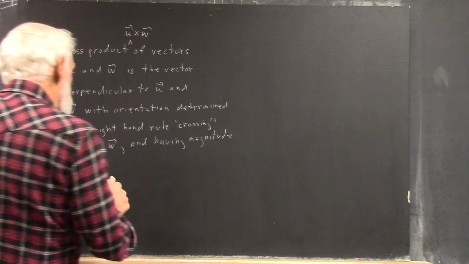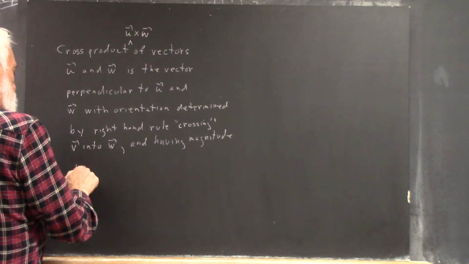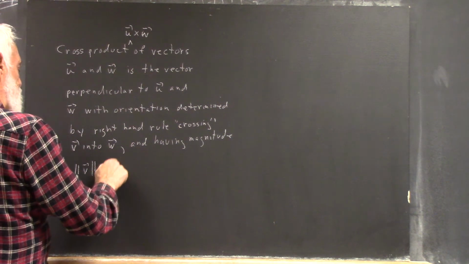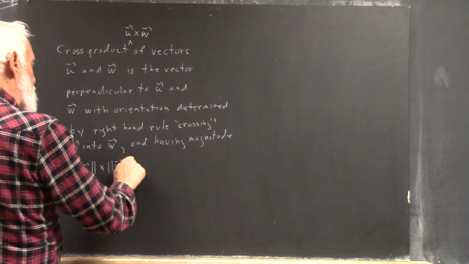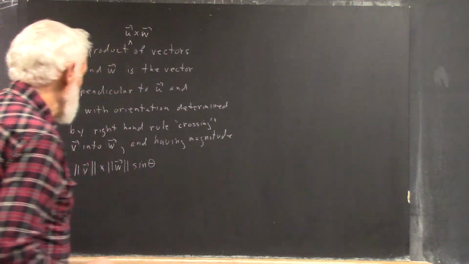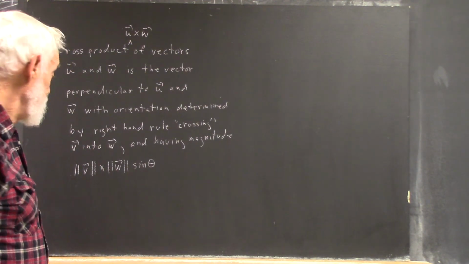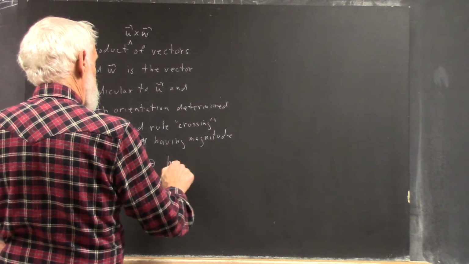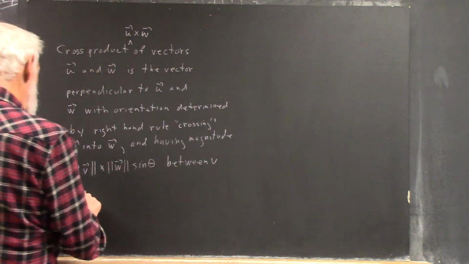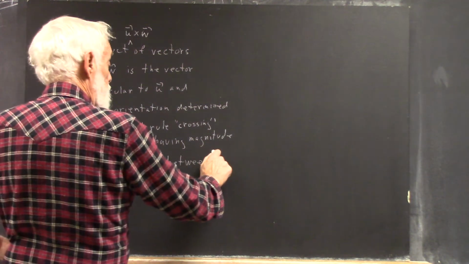And having magnitude equal to the magnitude of V times the magnitude of W times the sine of the angle between V and W.